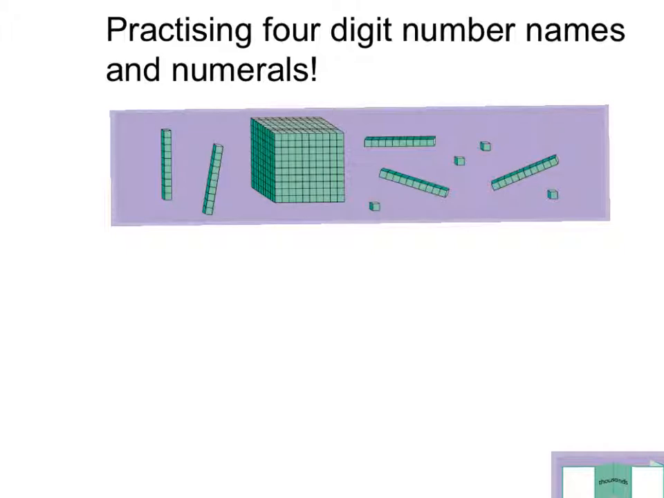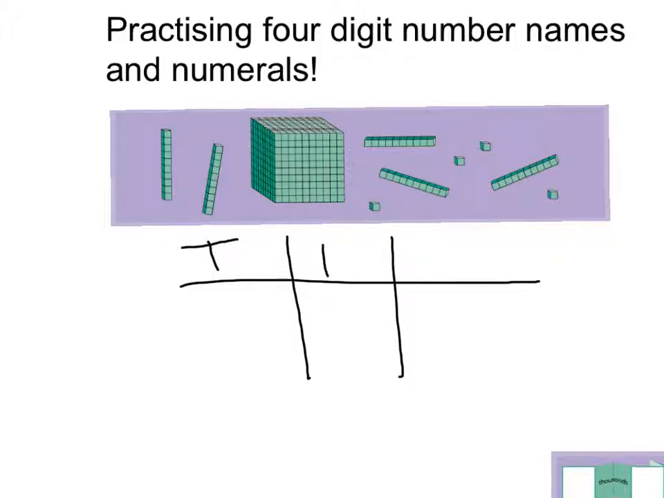I'm going to draw a little table here, like the one you've seen before, with thousands, hundreds, tens, and ones. Now I'm going to go along and put into the columns the right amount of blocks. So going back, I'm going to have a look at the ones first. Here's a 1, here's a 1, here's a 1, and here's a 1. 1, 2, 3, 4. 4 ones in the ones column.